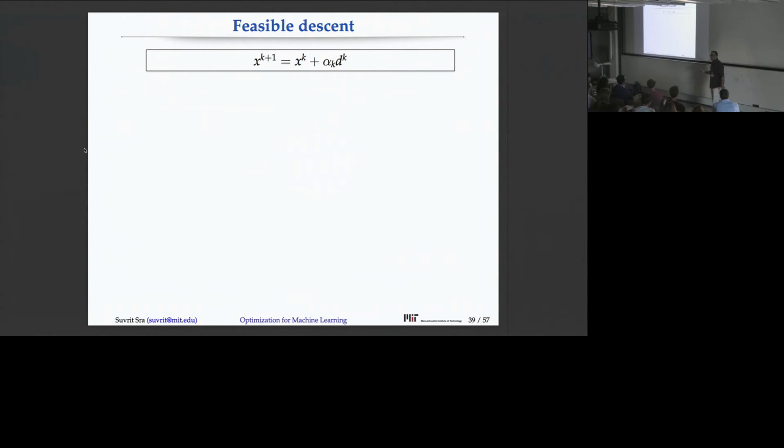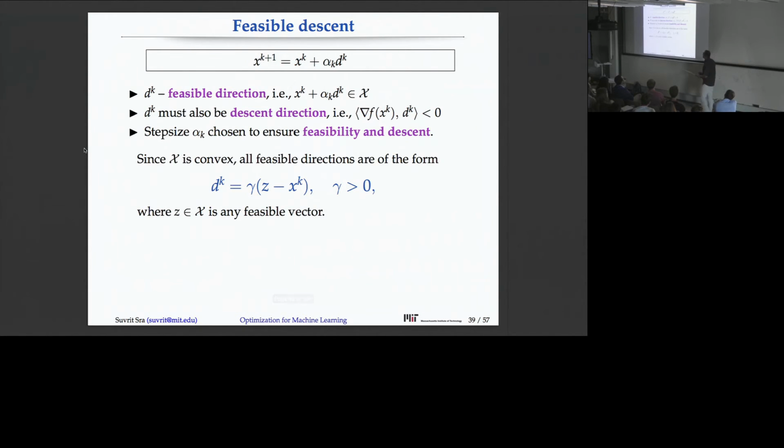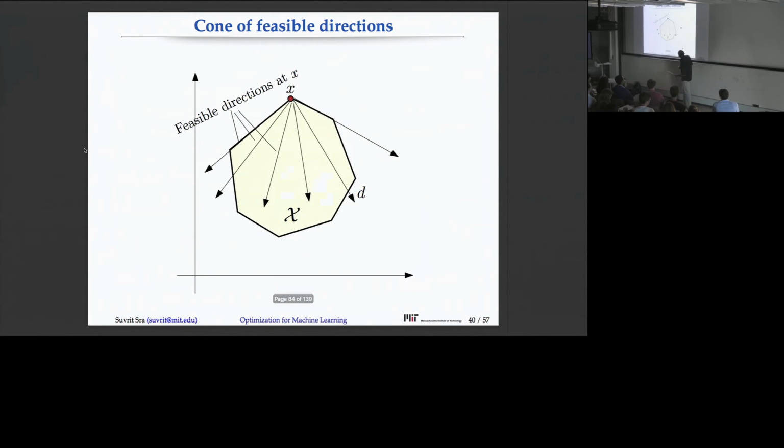So what you do, super simple. Instead of descending in an arbitrary direction, only go in directions which lead to descent. That was one idea. So, if X is a convex set, all the possible feasible directions take a very specific form. Let me show you a picture, actually, that will help you.